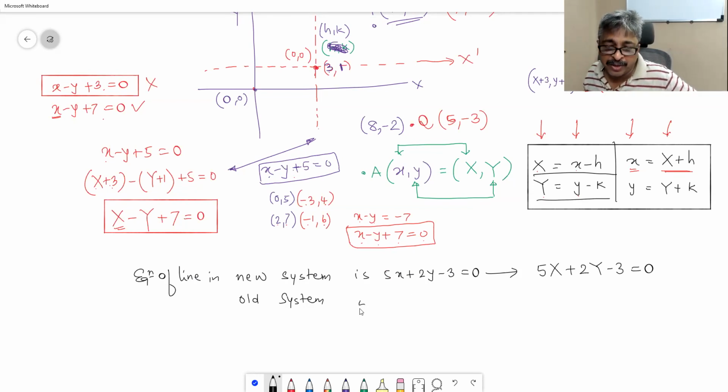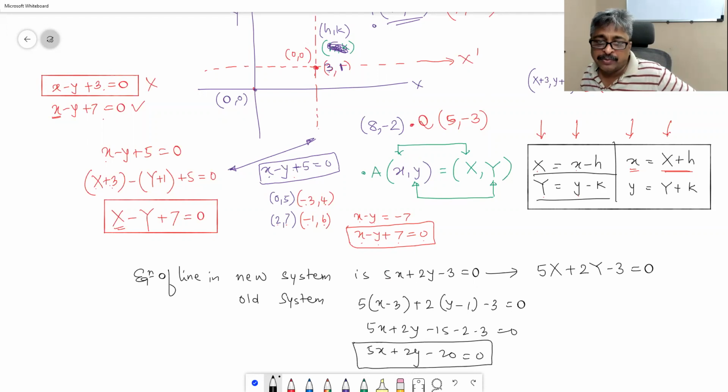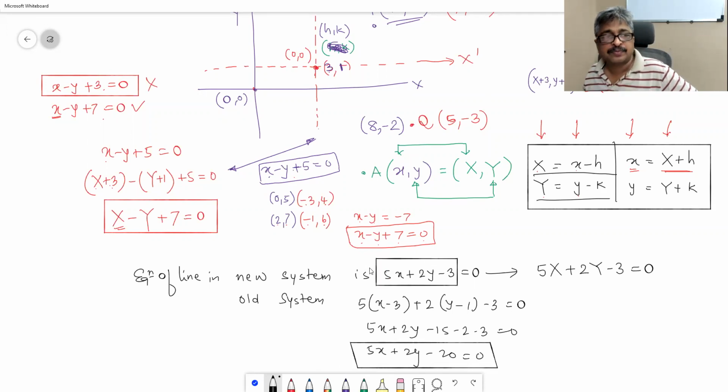So the answer is going to be 5 inside bracket x minus 3 plus 2 inside bracket y minus 1 minus 3 is equal to 0. That makes it 5x plus 2y minus 15 minus 2 minus 3 is equal to 0. Makes it 5x plus 2y minus 20 is equal to 0. This is the old line. When converted into shift of origin to 3, 1 becomes this. Let me know whether you have understood.